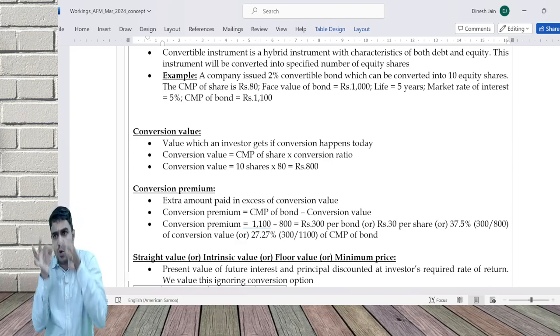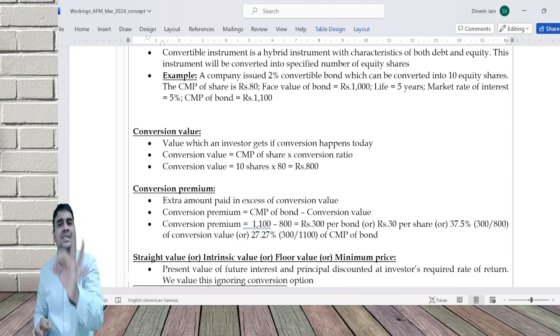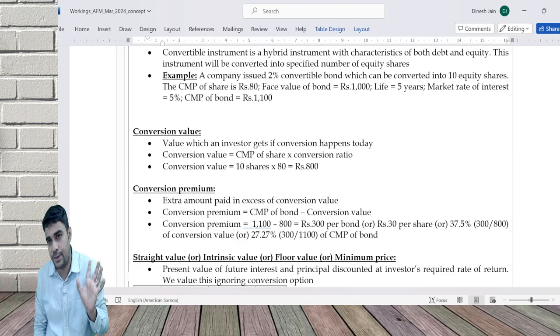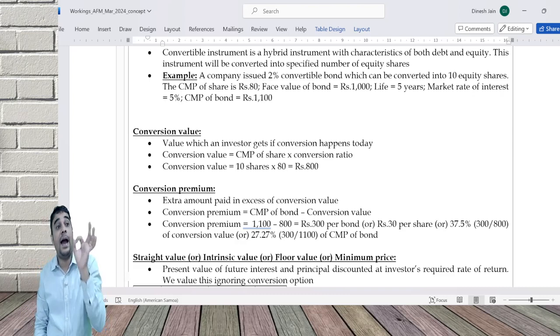That is, if I do conversion today and the price is 110, I'm happy to do conversion. I'm at parity at that level. If the price is 80, I don't want to do conversion. Why will I do conversion? Because 80 into 10 will give me 800, and the current market price of the bond is 1100. I will not do conversion.